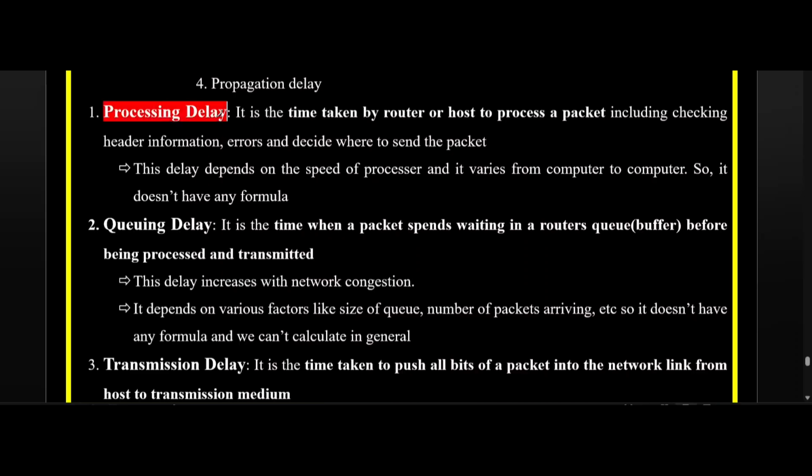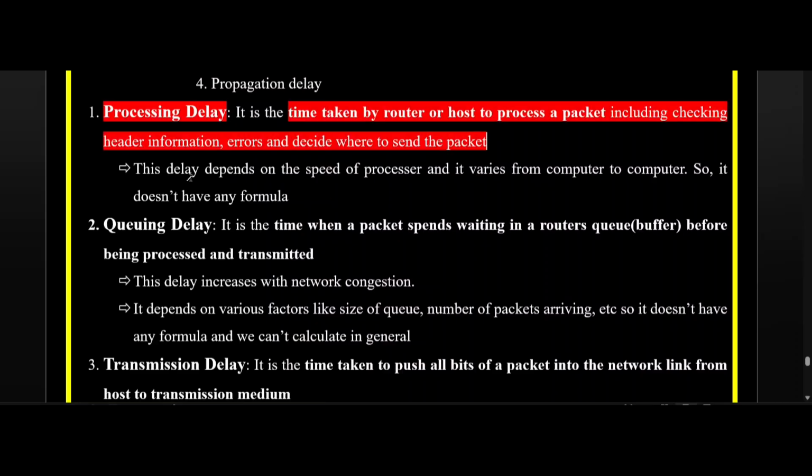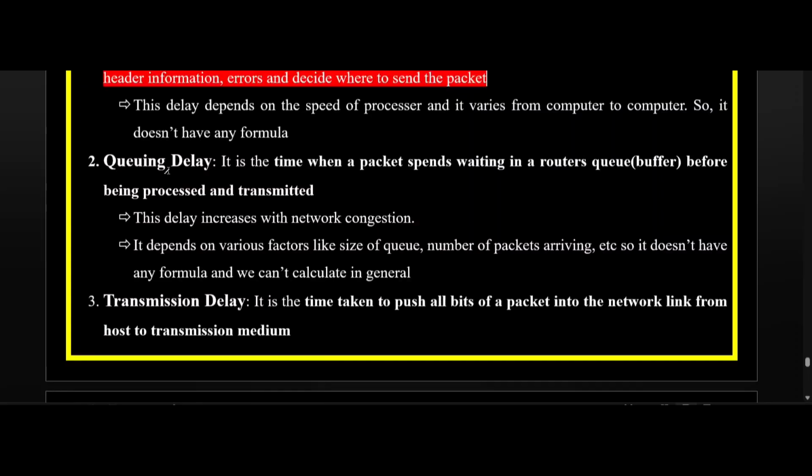The first one is processing delay. It is the time taken by the router or a host to process a packet, including checking header information and errors, and deciding where to send the packet. This delay depends on the speed of the processor and it varies from computer to computer. So it doesn't have any formula.